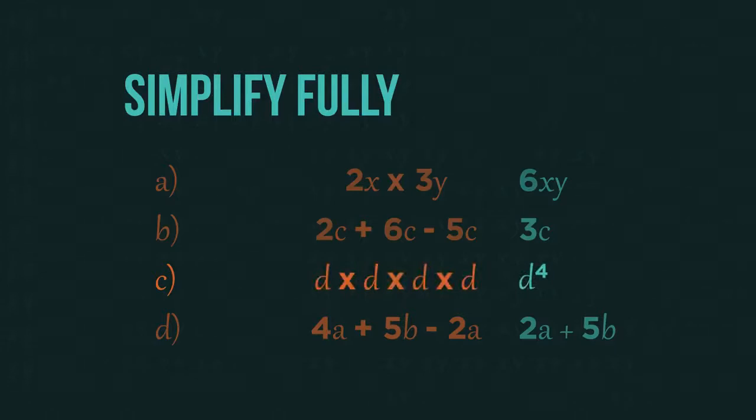And then, similar to the second question, we group the same letters together, but they must be the same letter. So 4a subtract 2a is 2a. For division, you can cancel out the numbers exactly as you would with fractions. And we can also cancel out letters.